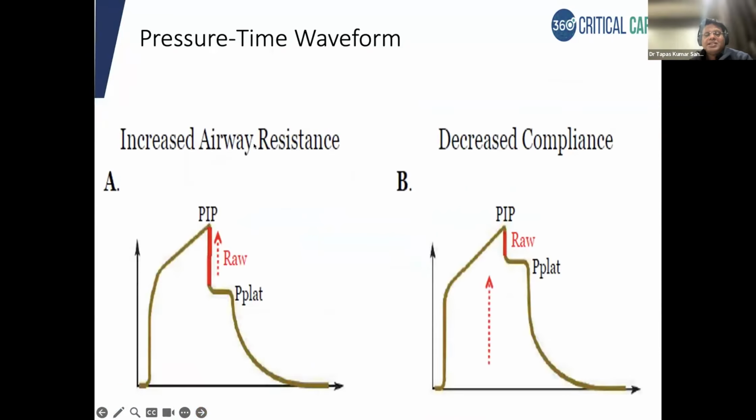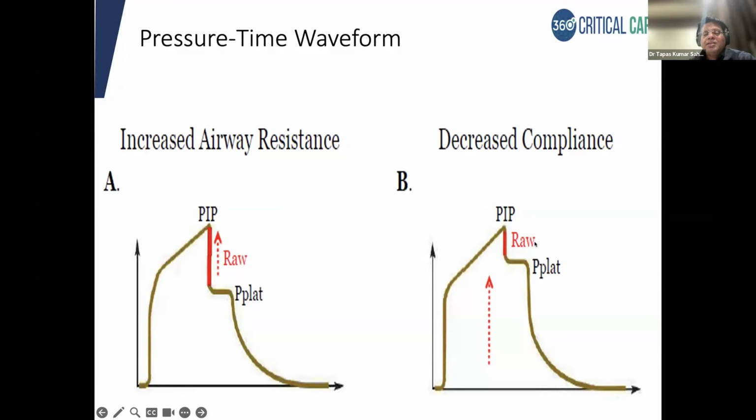Now, increased airway resistance is due to n number of causes that we know. Kinking of the endotracheal tube, secretions, biting, maybe anything that is causing bronchospasm. So all these things would be increasing the peak inspiratory pressure. And this is the airway resistance. And the plateau pressure would be at the normal level.